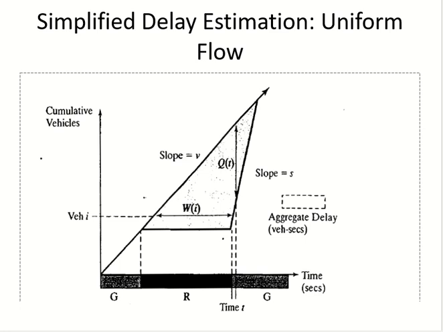If I am using this one, flow into time, how much is the flow? V. How much is the time? R plus TC. This will give me how many vehicles are in the queue. So I use this line, the upper line, the arrival line.